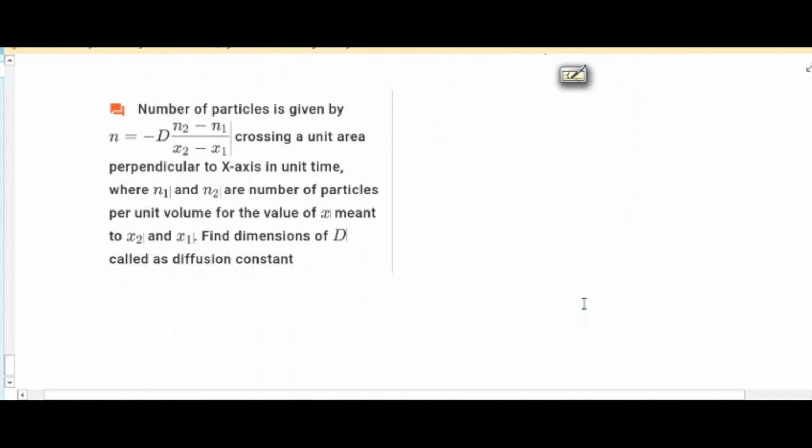Next, number of particles is given by n is equal to minus D into modulus of n2 minus n1 by x2 minus x1, crossing unit area perpendicular to x-axis in unit time, where n1 and n2 are number of particles per unit volume. For the value of x between x1 and x2, find the dimension of D called diffusion constant. See here, diffusion constant D is equal to n into modulus of x2 minus x1 by n2 minus n1, where n is number of particles per unit area and unit time.